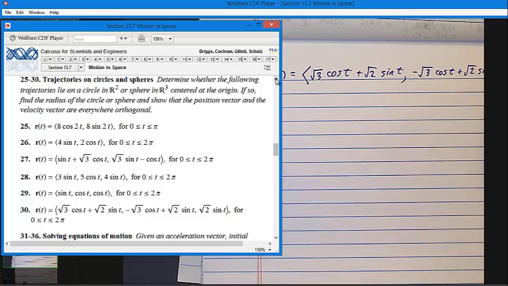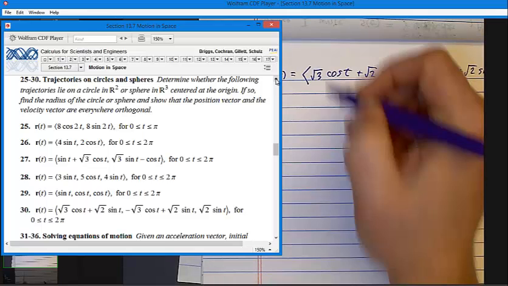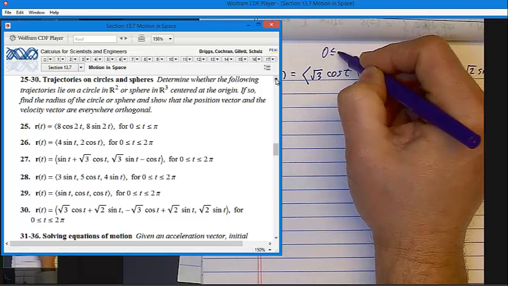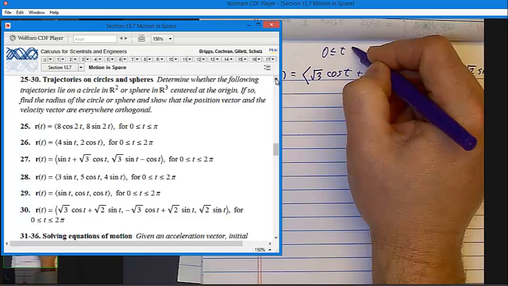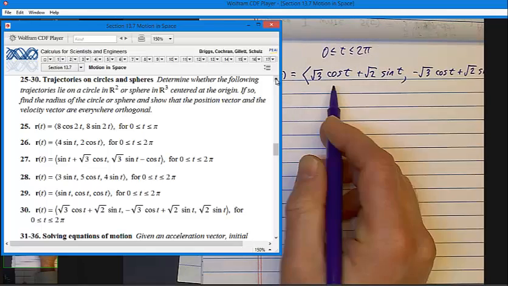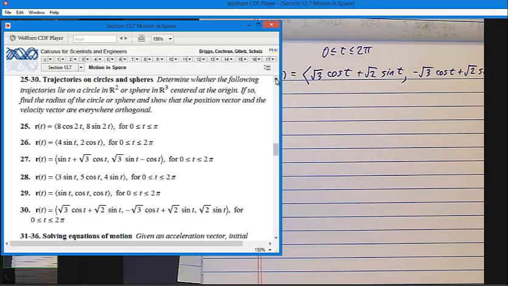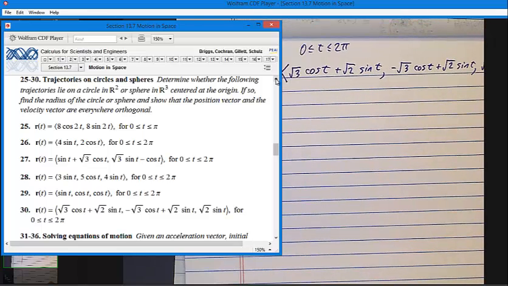Who knows what that curve looks like, right? And we're going from 0 to 2 pi, which is nice, because I know that the period of cosine and sine is 2 pi, so what's going to happen to this curve? This is what you call a closed curve, right? It's going to do something here. It's going to close.